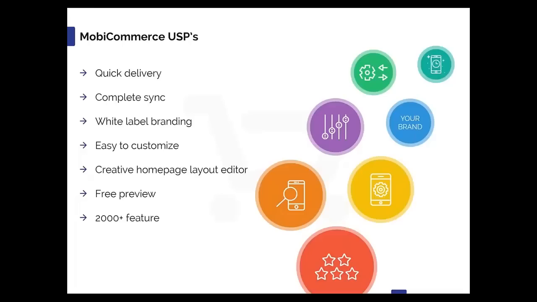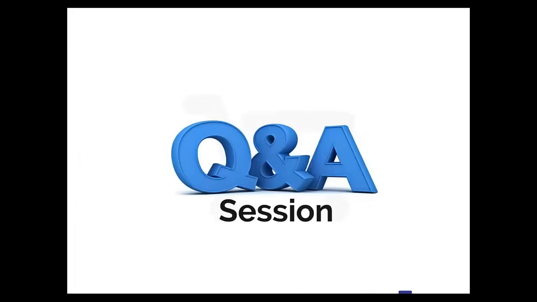You can set these things up yourself. It's so easy. Just install the extension and you can have a preview of the MobiCommerce app. By default, MobiCommerce provides 2000 plus features. So with this, let's see how we cater to our merchants with our easy to understand plans and services.